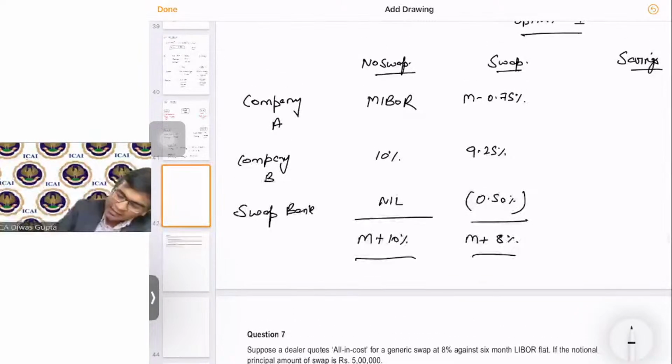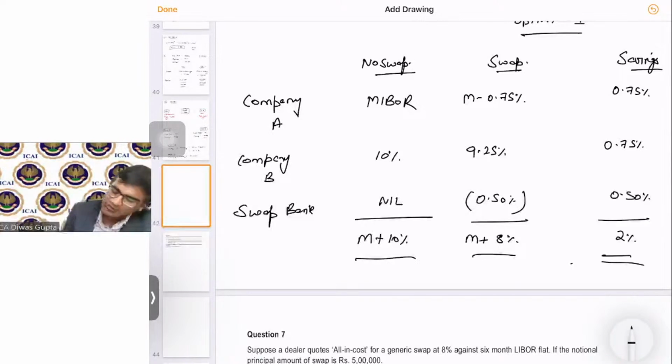So the saving here is 0.75% for company A, 10 minus 9.25, 0.75 percentage for company B, and 0.5 percentage for swap bank. Ultimately, this is the 2% saving that we are talking about. Okay.